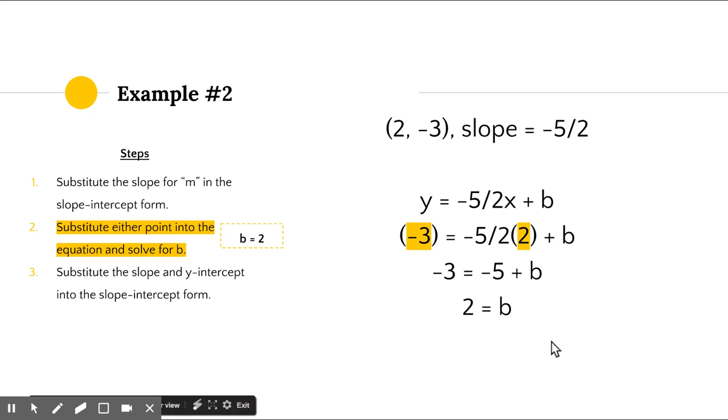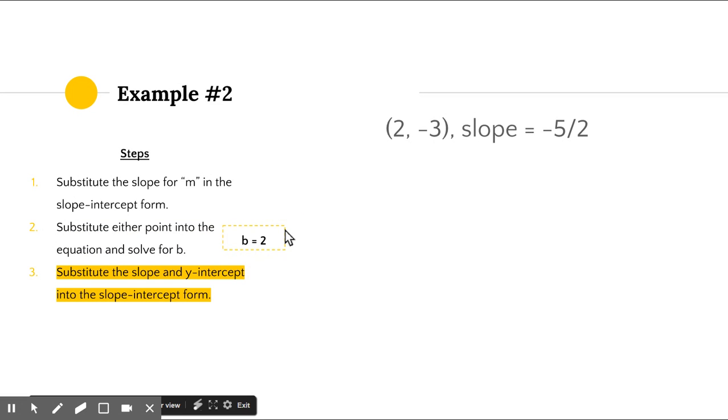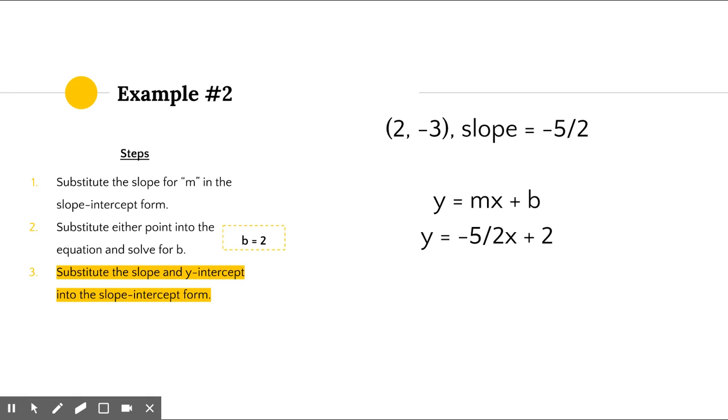So now we have our slope and our y-intercept, and we're ready to write our equation. I take our slope-intercept form, and we plug the slope into m and the y-intercept into b. So y = -5/2 x + 2. And that is it.